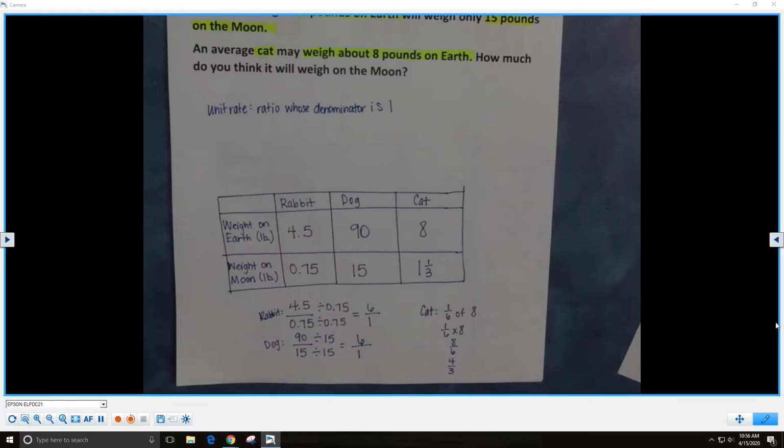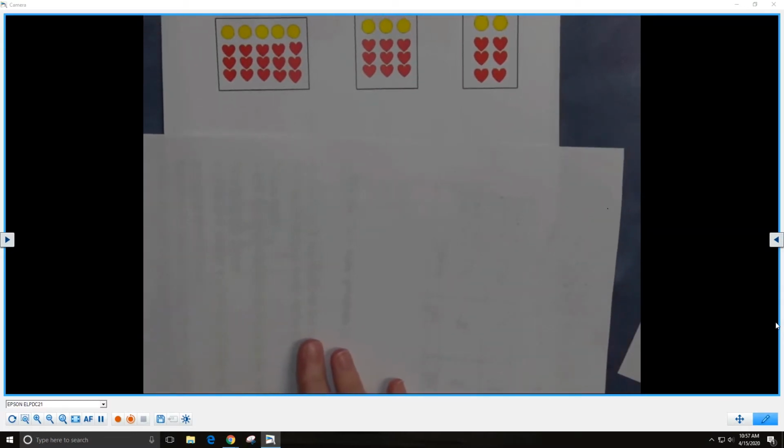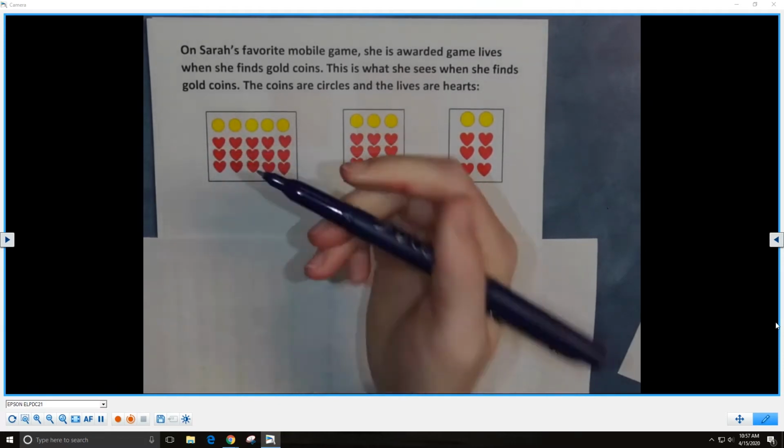Here we go. On Sarah's favorite mobile game, she is awarded game lives when she finds gold coins. Oh, sorry, you can't even see the problem. There you go. This is what she sees when she finds gold coins. The coins are circles and the lives are hearts. What do you notice? Do you see a pattern? How many lives does Sarah get for each gold coin? You are correct. Sarah gets 3 lives for each gold coin.